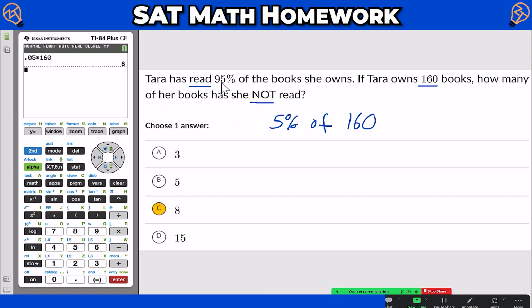That being said, if instead you did 95% of the 160, that would tell you how many books she has read. And then you could subtract that from the 160 total that she has, and you could still determine that it's 8 books. I personally like the first approach of using 5% instead.